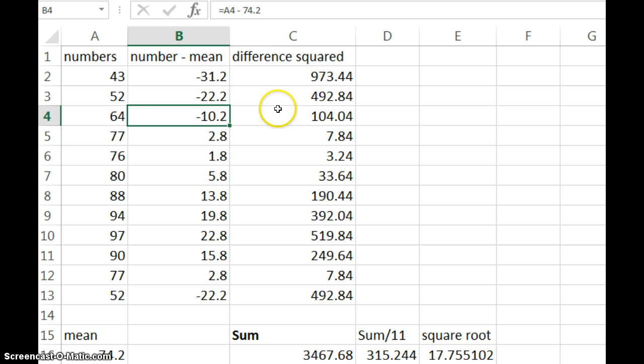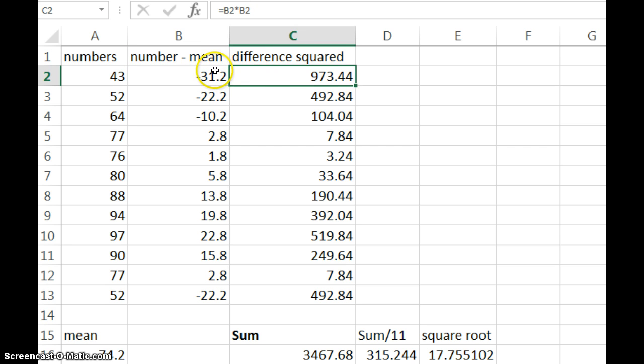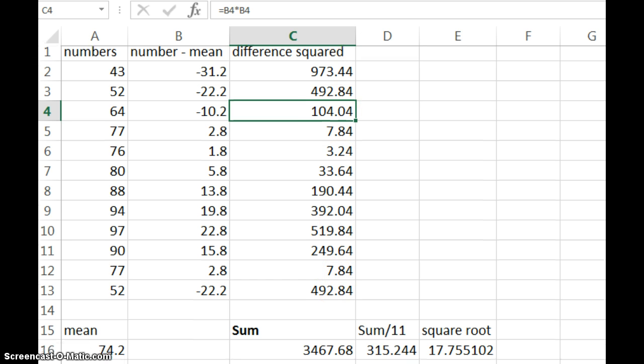Then the formula says you just square those differences. So over here, I'm just doing this number times itself. B2 times B2, and then this number times itself equals that. 10.2 times 10.2 equals 104. These will all be positive. When you square a negative, it turns positive. But once you get these, then you're ready to simplify down and get your final answer.